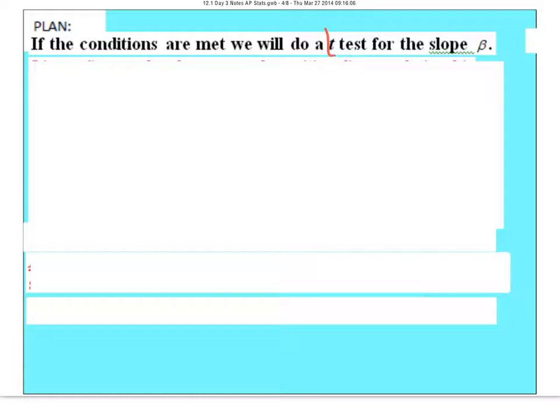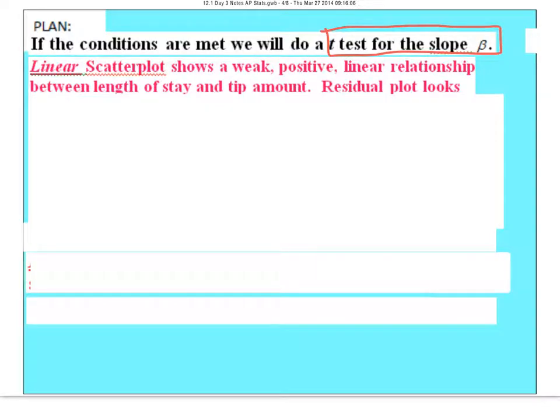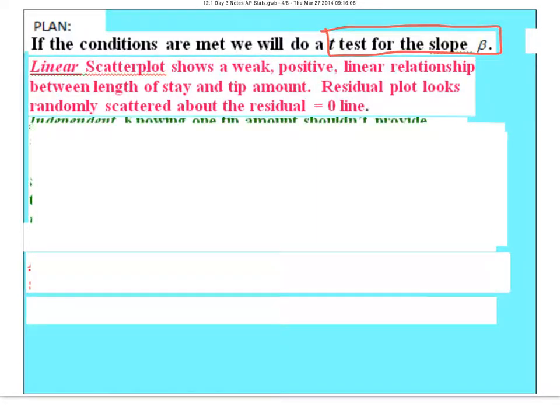In terms of the words, this is really all that we have to state to get credit for the test that we've identified. Let's go ahead and look at the linear condition. Look at the scatter plot and residuals. For the linear condition, the scatter plot shows a weak positive linear relationship between length of stay and tip. The residual plot does look somewhat randomly scattered about the residual line of 0.